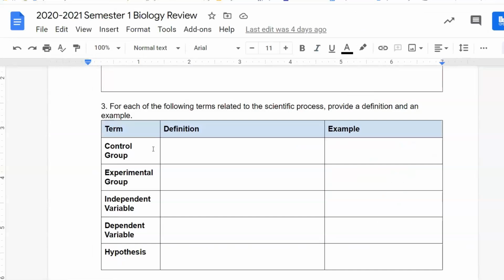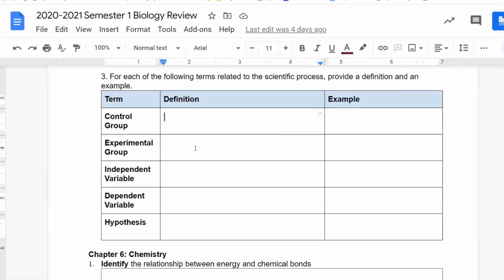Or number 3 in chapter 1. So let's go back up. Oh, this one. Okay, so the control group is the setup that does not have the independent variable. I'm just going to write no independent variable. Experimental group is the setup that has the independent variable. Independent variable is the thing the scientist changes. And I'll give you examples here in a second. Dependent variable is the thing the scientist measures as a result of the independent variable. Hypothesis is an educated guess.